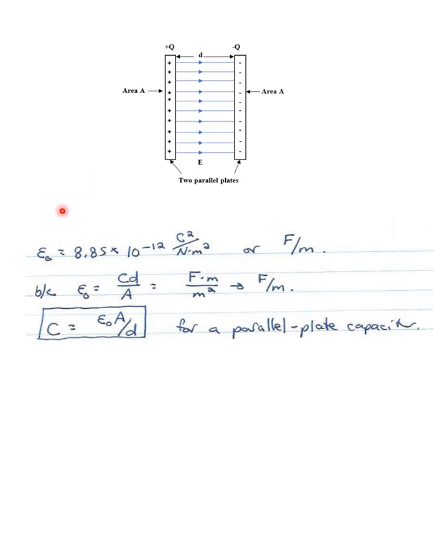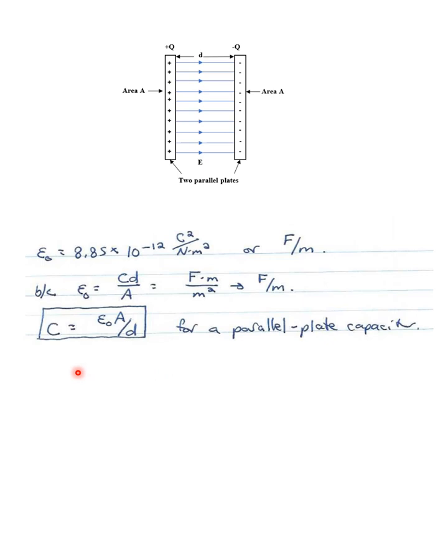Now epsilon naught, on the previous screen, I said that it's 8.85 times 10 to the negative 12 Coulomb squared per Newton meter squared. The units also work out to farads per meter. A farad is a unit of capacitance, and this comes about because epsilon naught is capacitance times distance divided by the area. Farads times meters divided by meters squared, so epsilon naught also becomes farads per meter.